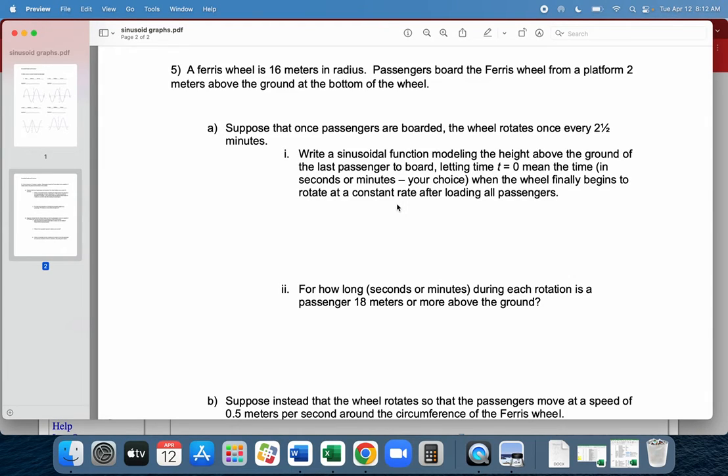And the first one is just talking about the wheel rotating once every 2.5 minutes. And then in part B, we're doing it based on meters per second around the circumference, which we haven't exactly talked about. Kind of hinted at it. But it's just a little conversion from what we would have previously done in part 1.